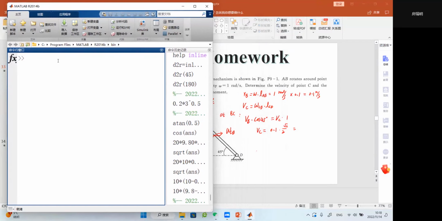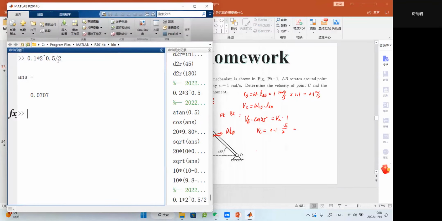MATLAB is quite powerful. I highly recommend that you guys learn how to use this software. So we have 0.1 times square root second, 0.5 over second.